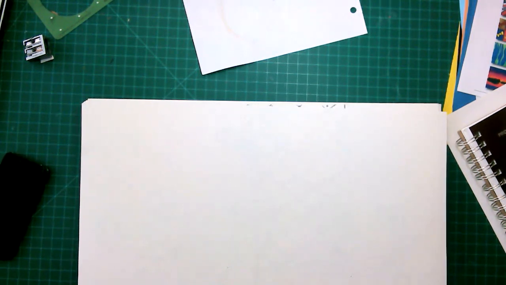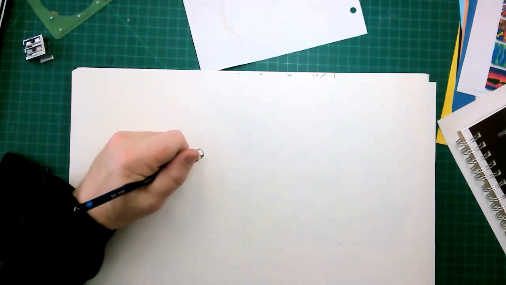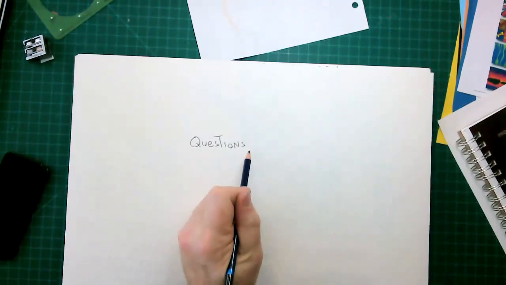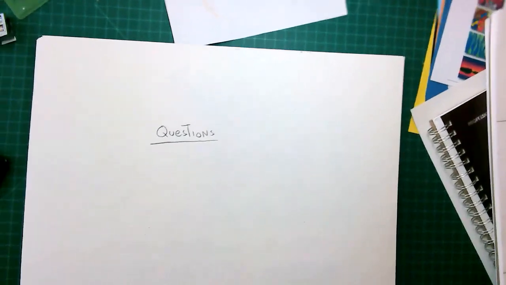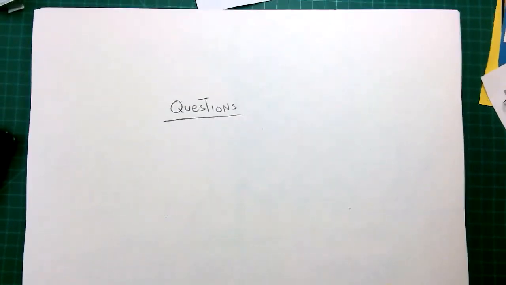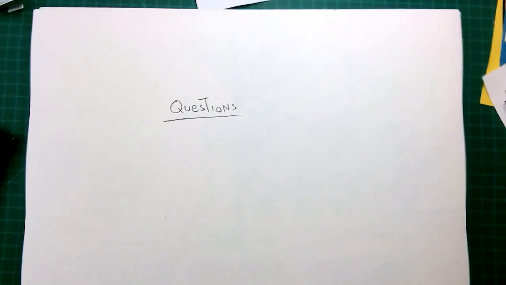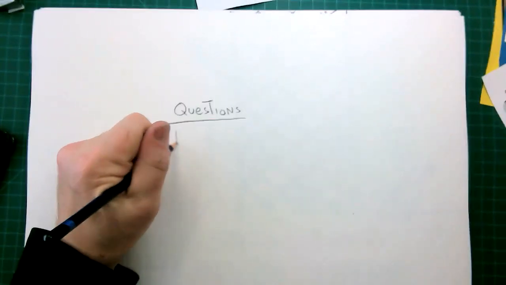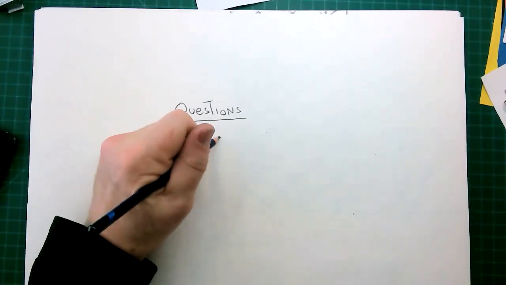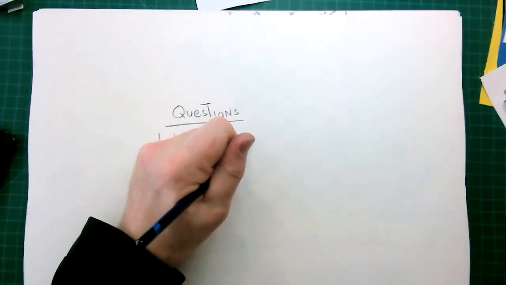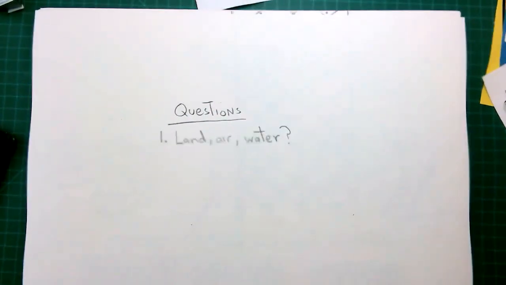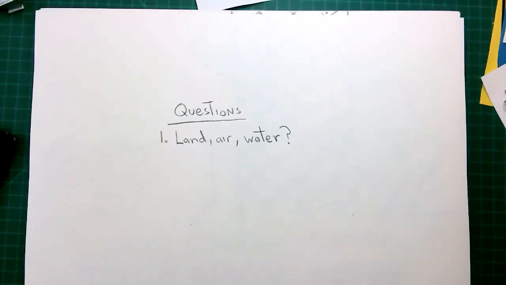Cool. So, please write the word questions. And then underline it. So these are the questions I want you to answer in your drawing. Ready? Number 1. Land, comma, air, comma, water. Question mark. If you've written this, you're nodding your head. Good.